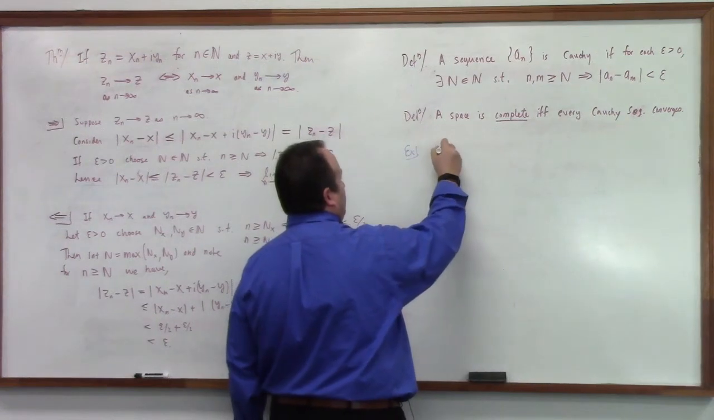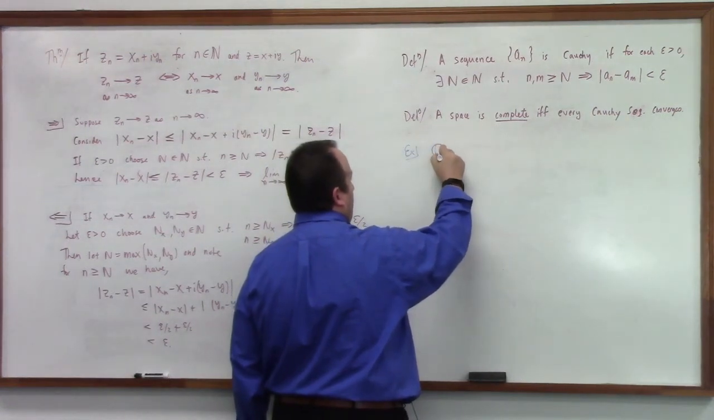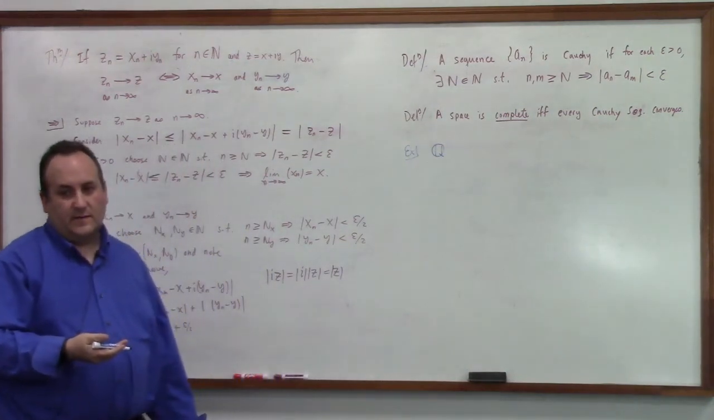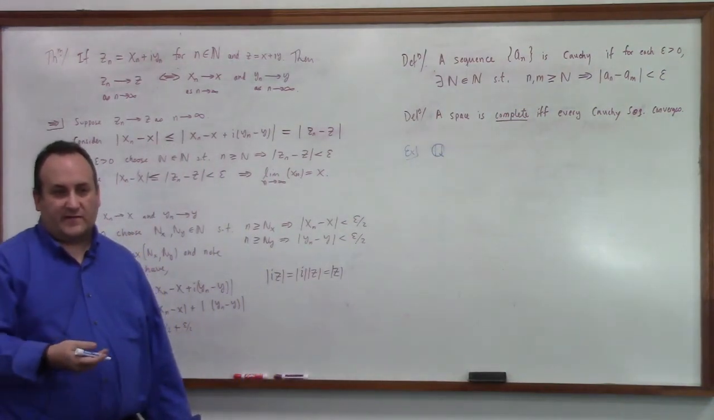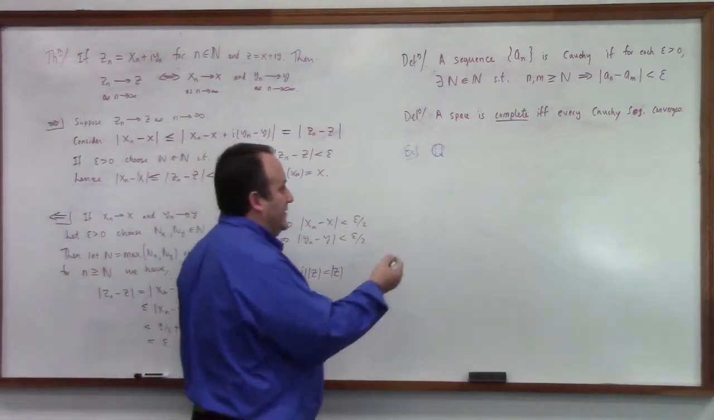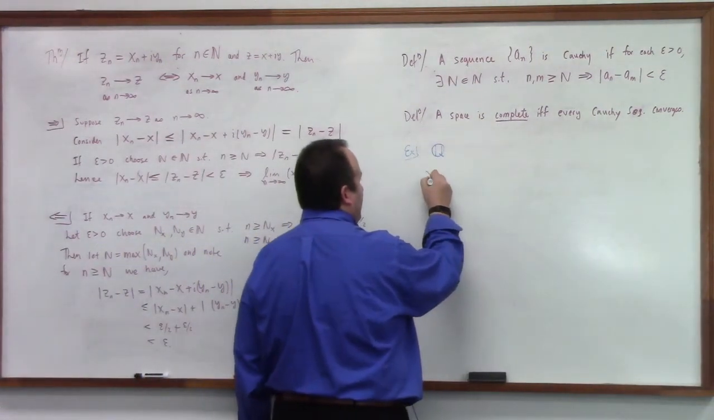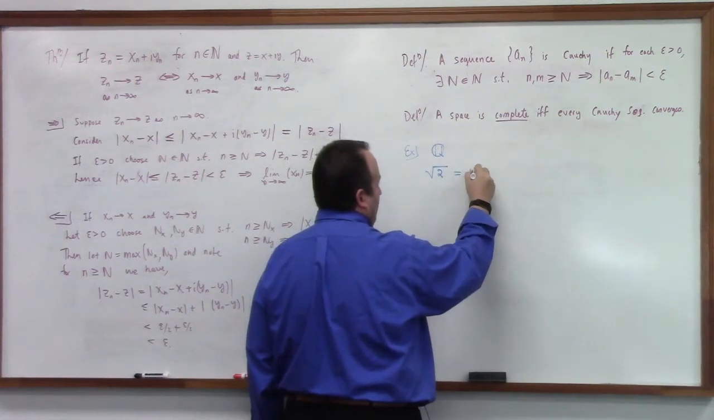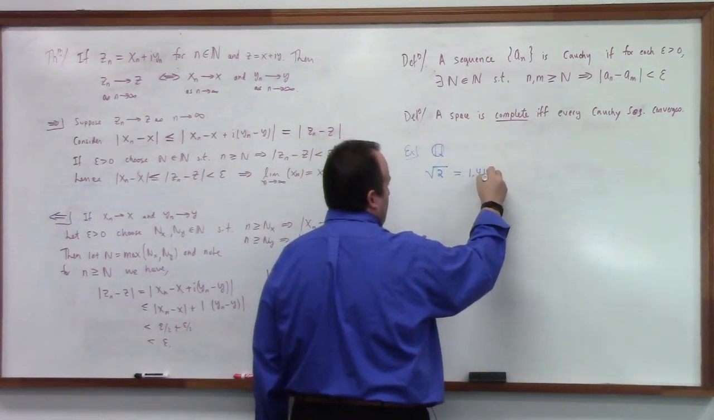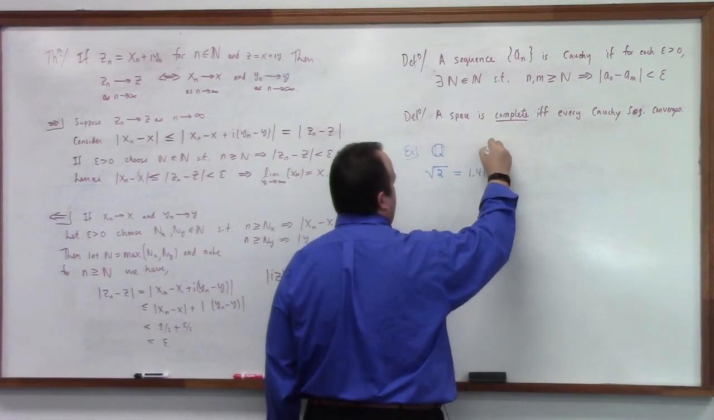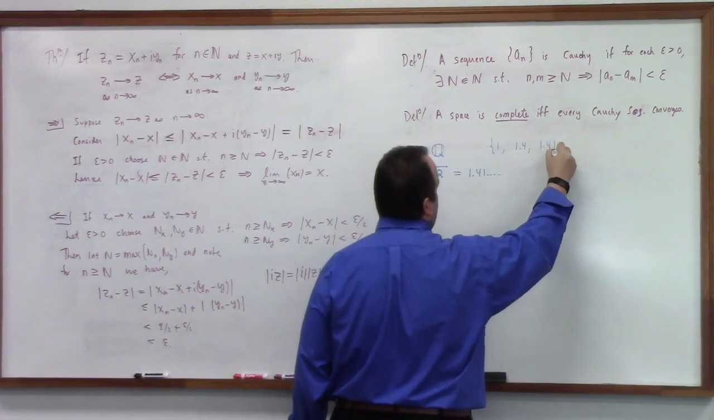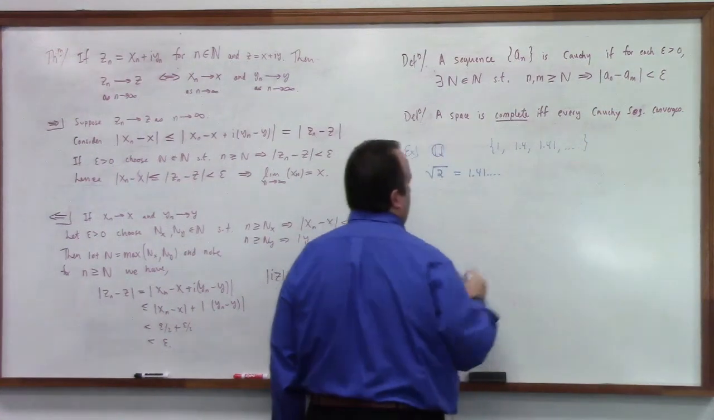If we look at the space of rational numbers, a sequence of rational numbers that's easy to form is truncated decimal expansions of the square root of 2. So this is what? 1.41... right? So I could look at the sequence 1, 1.4, 1.41, and so on.